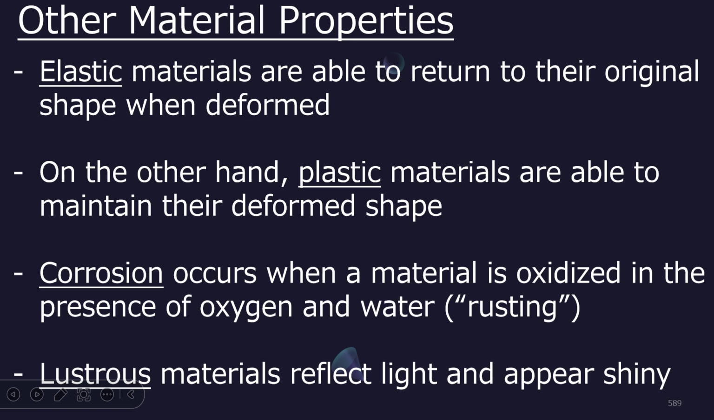Okay, corrosion then occurs when a material is oxidized in the presence of oxygen and water. You can kind of think of this as rusting when it happens to metals or metalloids. What else? Lustrous means like shiny, so these things reflect light and appear shiny. Whatever electromagnetic waves from the visible spectrum or possibly other parts of the spectrum, when it hits those materials, they'll either reflect or immediately absorb and emit the same radiation that hit them. Very good words to remember and describe the properties of materials.